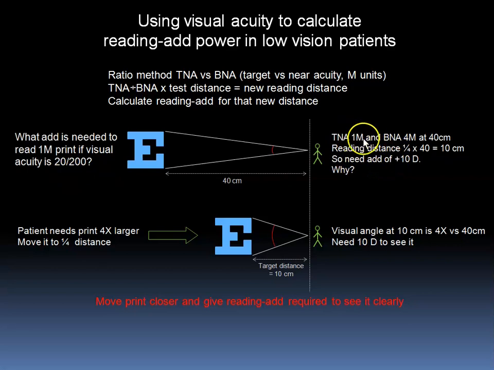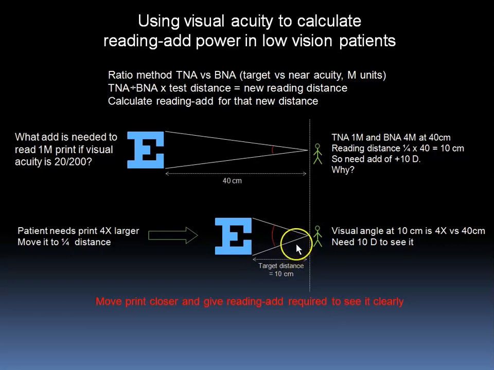So we take 1 divided by 4, the TNA divided by the BNA, and we get a quarter. We multiply the reading distance that is normally 40 centimeters and now get 10 centimeters. If we move this letter to 10 centimeters away, the angular size is now 4 times, and this patient will be able to see the letter.